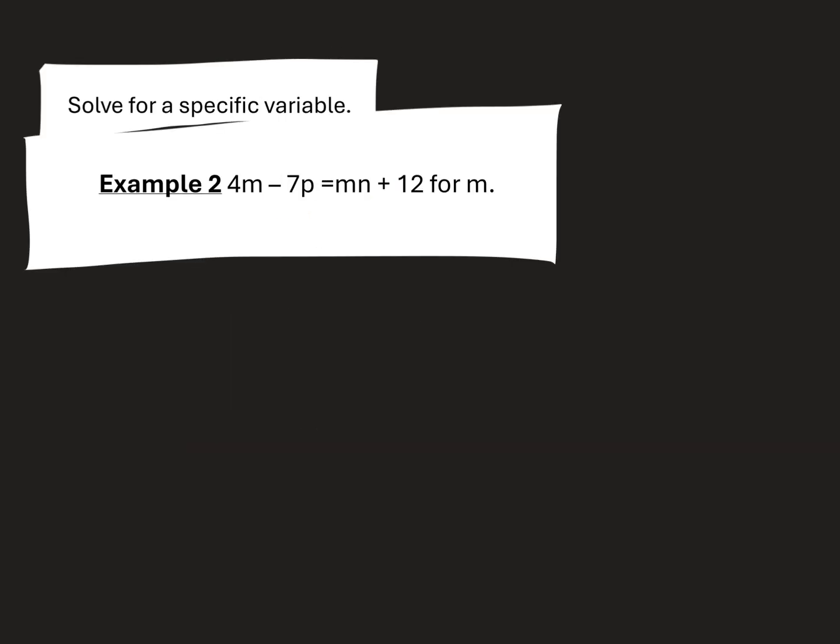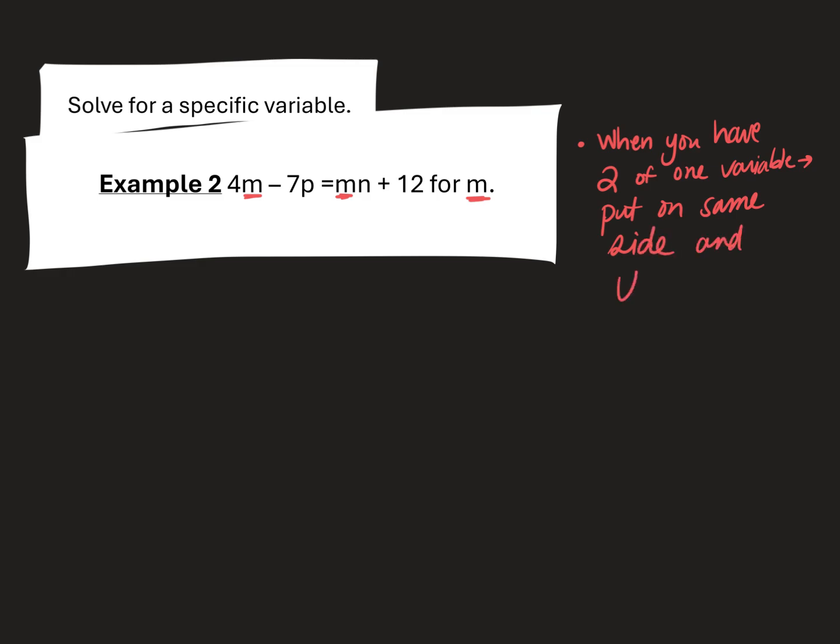For the next example, I'm going to solve for m. But I want you to notice I have two m's. So when you have two of one variable that you're solving for, put them on the same side and undo the distributive property.